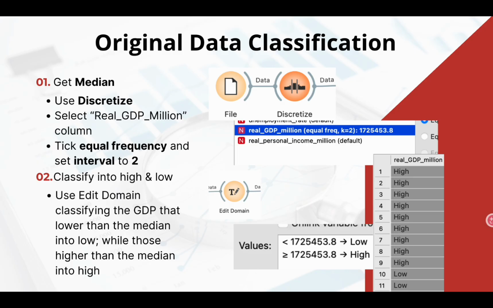Before building the model, we first define the target variable. We use the median GDP to divide the data into high and low economic levels. In Orange, I used Discretize with equal frequency to split the data, and then used Edit Domain to label values, those below the median as low and those above as high. The median is chosen since it is less affected by outliers, which makes the classification more stable.